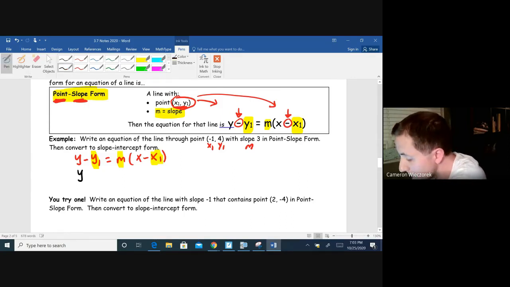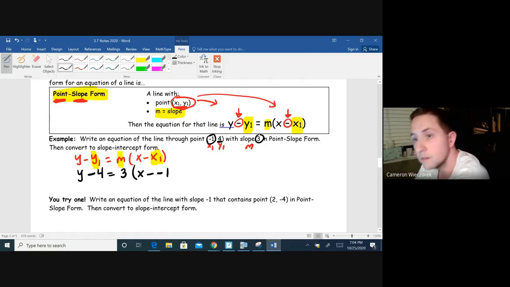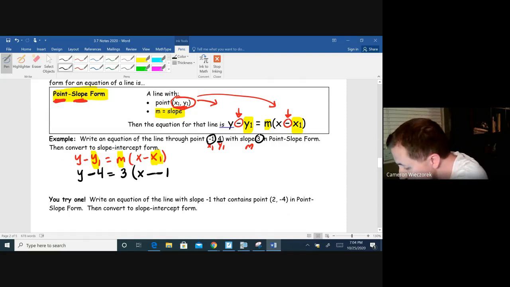So I get y minus, notice y1 was 4, but what am I writing here? I'm writing minus 4 because there's a minus sign before it. So I'm flipping the sign. The slope they gave me was 3 times this x I don't touch, x minus, and you're subtracting x1, which is already negative, minus negative 1. When you subtract a negative, this becomes positive.